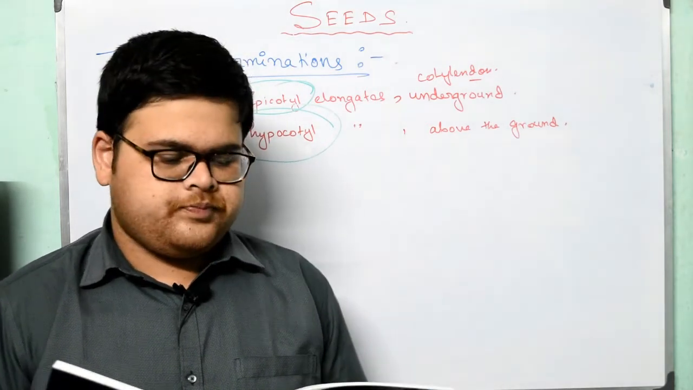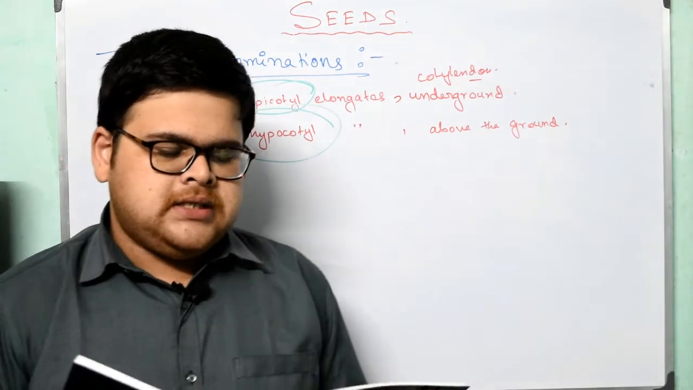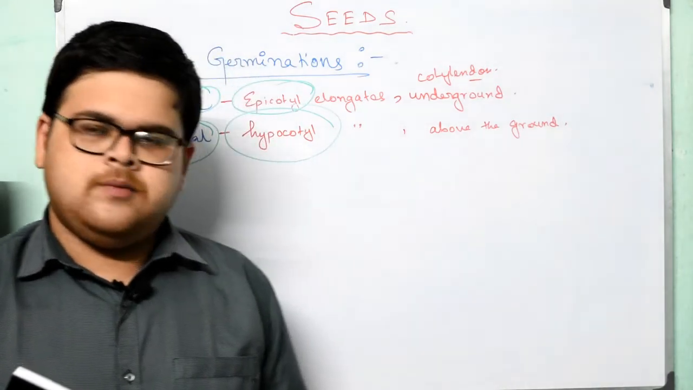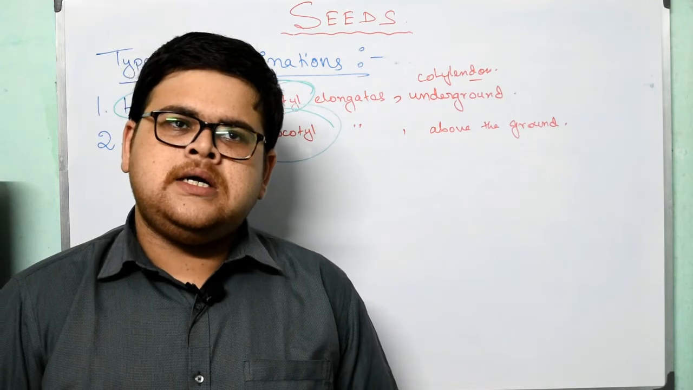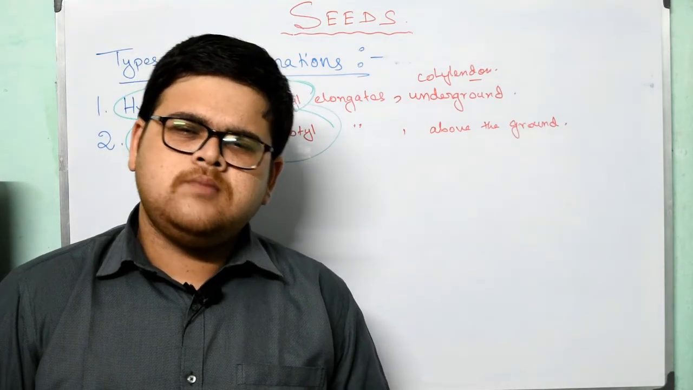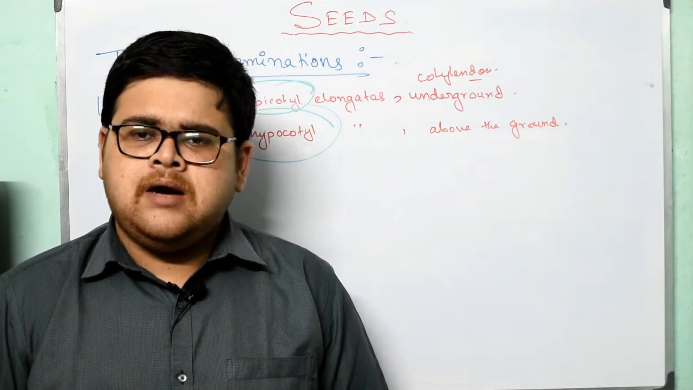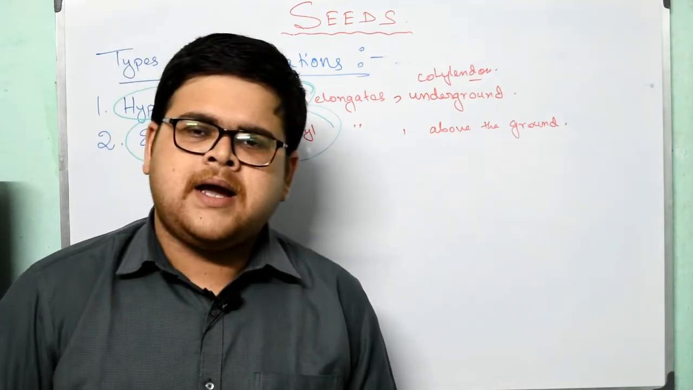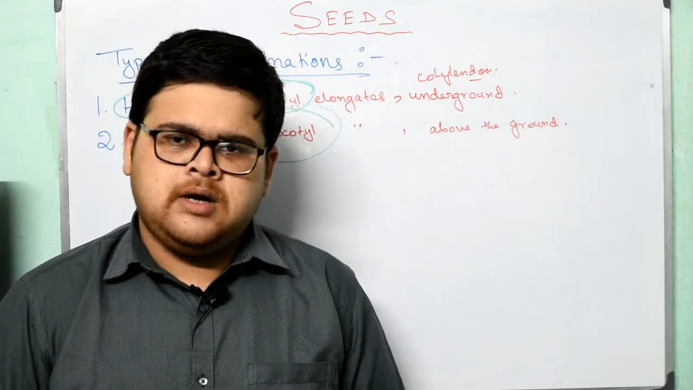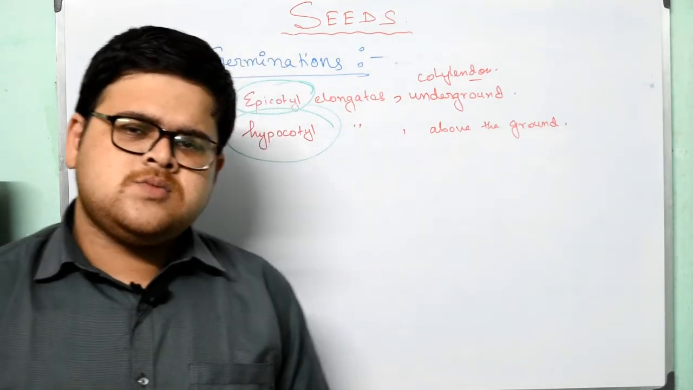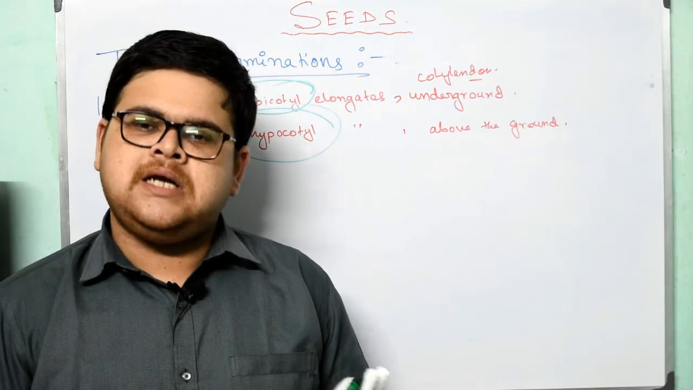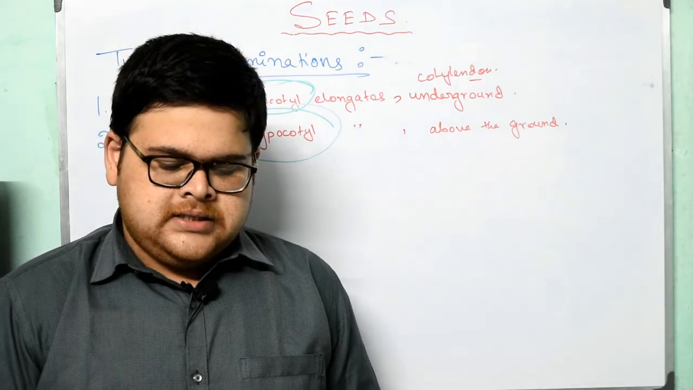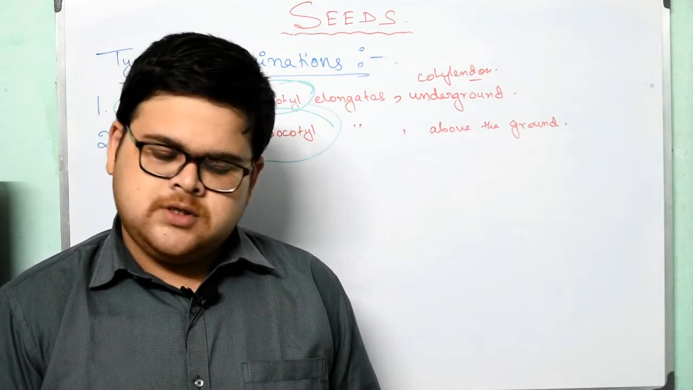Now the seedling. Germination of any plant ends with the formation of the seedling. Seedling is the first small plant that we find in our bucket that we put in our garden. The first small step or the small green part is known as the seedling.